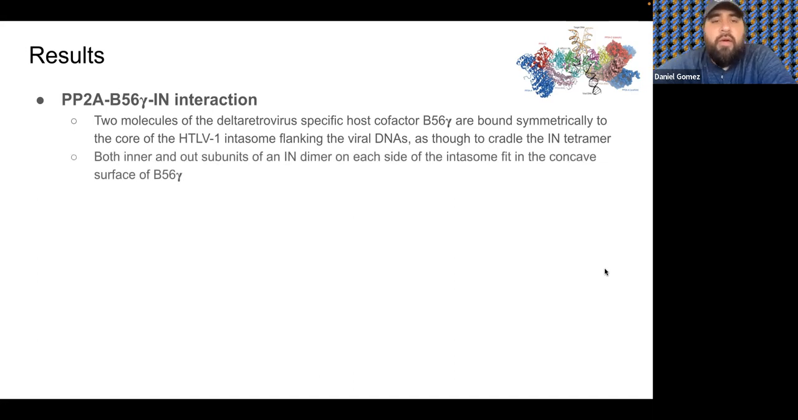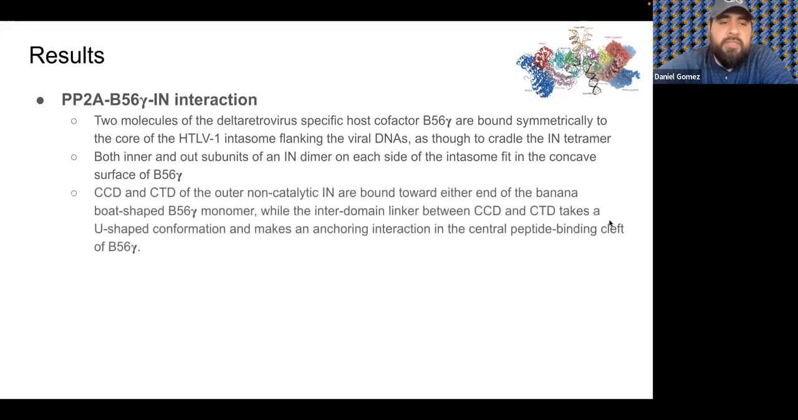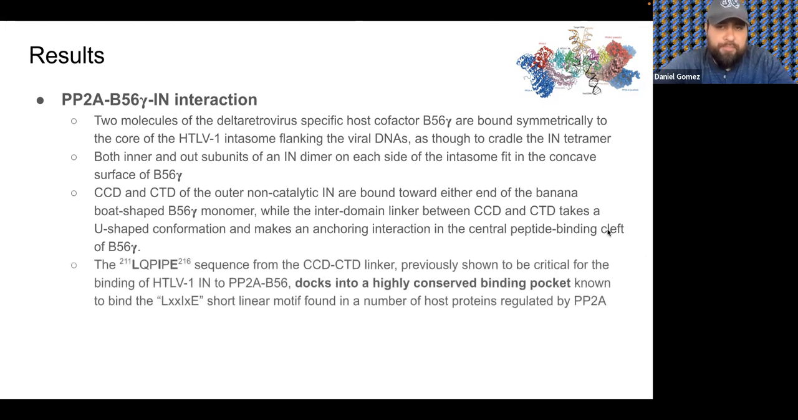So both inner and outer subunits of an IN dimer on each side of the intasome fit into a concave surface of the B56 gamma. The CCD and CTD of the outer non-catalytic IN are bound towards each other in a banana boat shaped B56 gamma monomer, while the inner domain linker between the CCD and the CTD takes a U-shaped conformation, and that's an anchoring interaction in the central peptide binding cleft of B56 gamma.